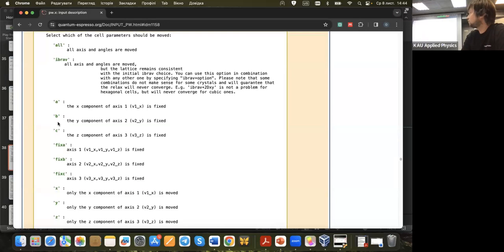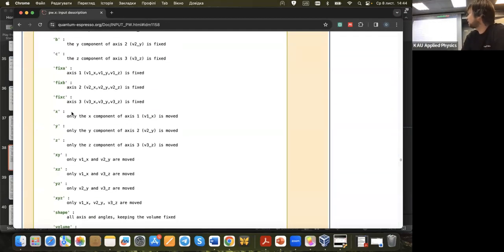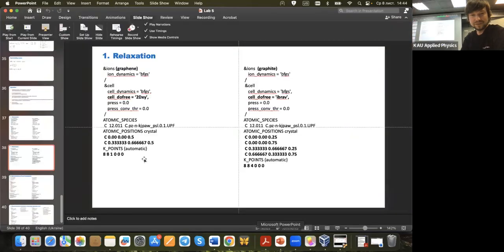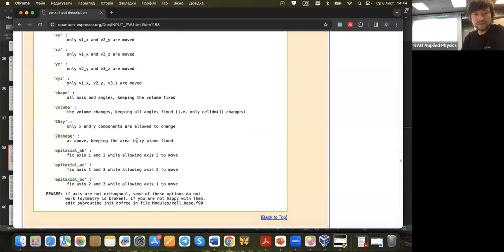We can change only the A, B, or C vectors. We can change only the X component of an axis. It means that I can change only these components, for example, not AB, but only this component. So there are a lot of possibilities. And for our 2D case, only the X and Y components are allowed to change. That one is not allowed to change, because in this way we would get the same graphite. From graphene we would get graphite after a lot of time. It really would take crazy time.